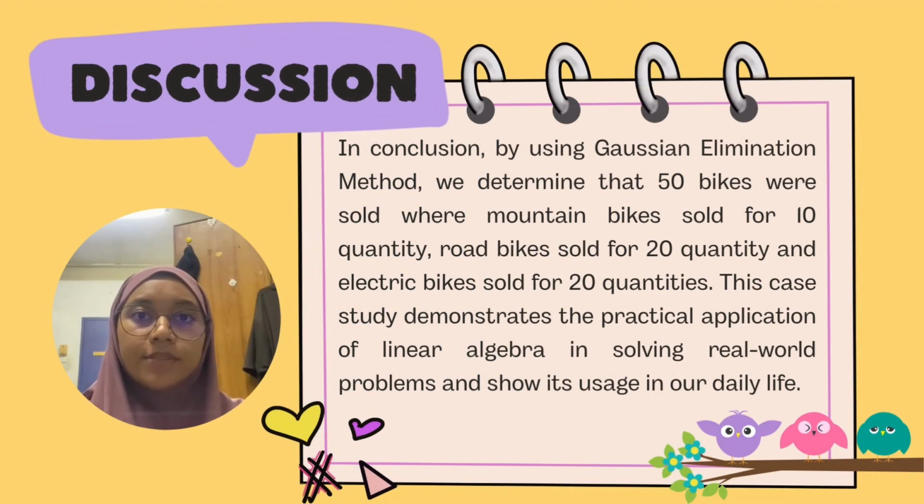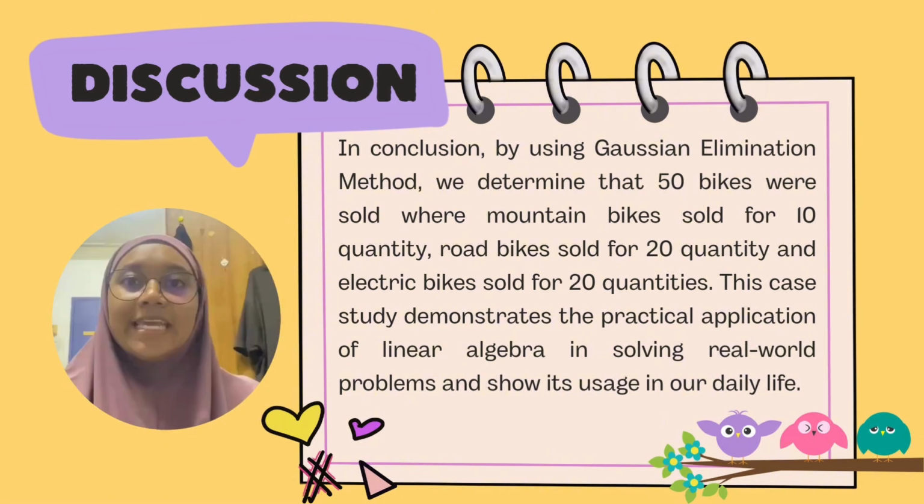Discussion. So, by using the Gaussian elimination method, we determined that 50 bikes were sold, where mountain bikes sold were 10 in quantity, road bikes sold were 20 in quantity, and electric bikes sold were 20 in quantity. This case study demonstrates the practical application of linear algebra in solving real-world problems and shows its usage in our daily life.